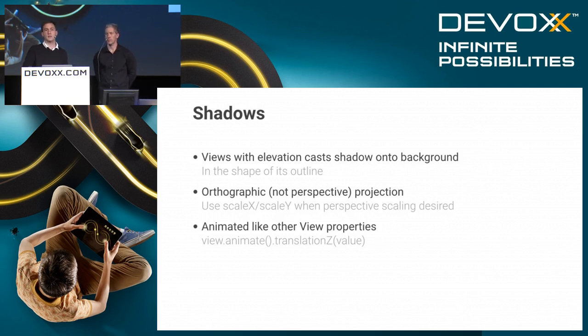You can animate the elevation just like any other property. So there's an example here. You call view.animate translationZ, you give it the new value, and we will nicely animate to the new elevation. So it will give you a nice animation of the soft shadow. And again, if you wanted to animate the 3D elevation of the view visually, you would just have to animate scaleX and scaleY at the same time.